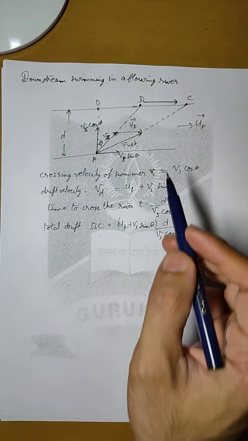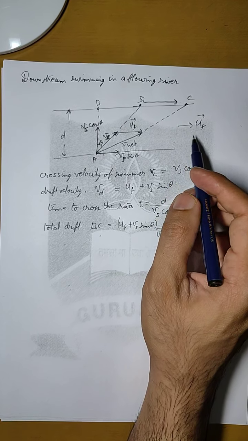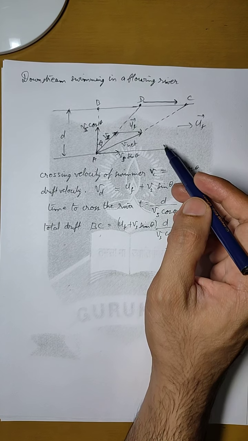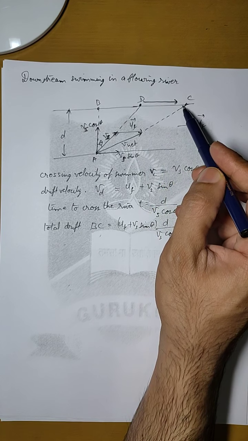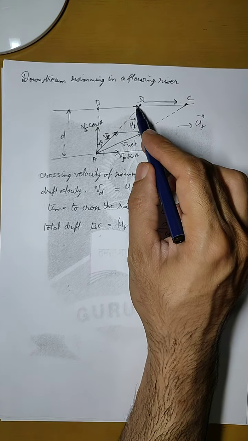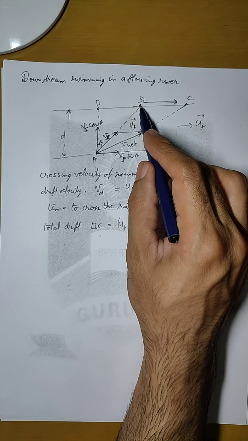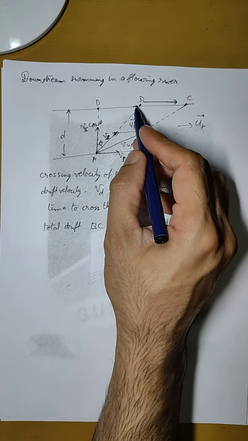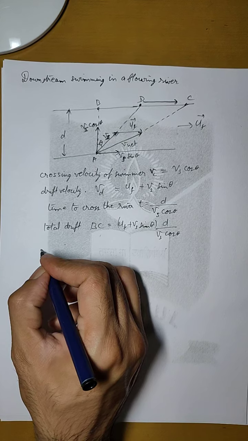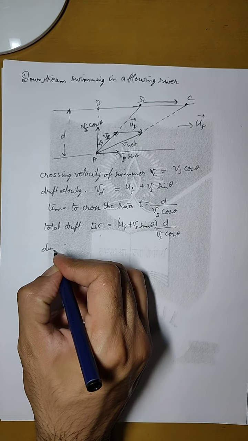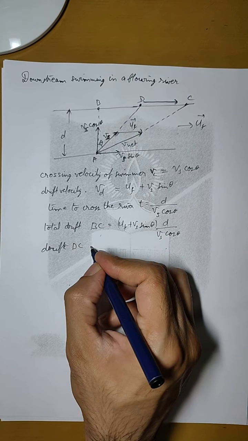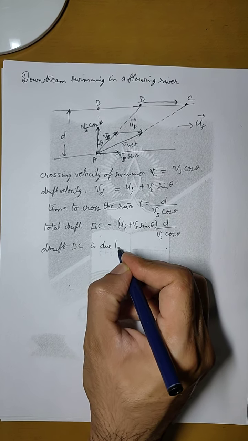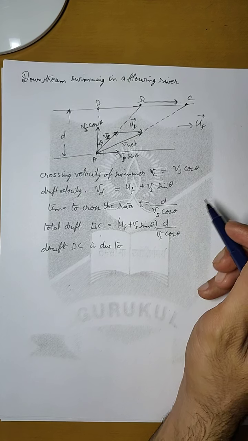Now let us say that if the water were at rest, the swimmer would have reached D, but due to UF he drifted to C. Now that means if we just want to calculate the drift DC instead of BC, if we just want to calculate DC, this drift DC is due to which velocity vector?